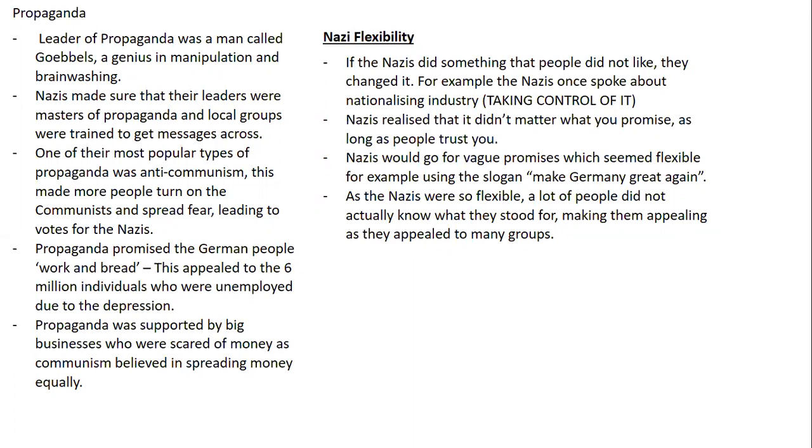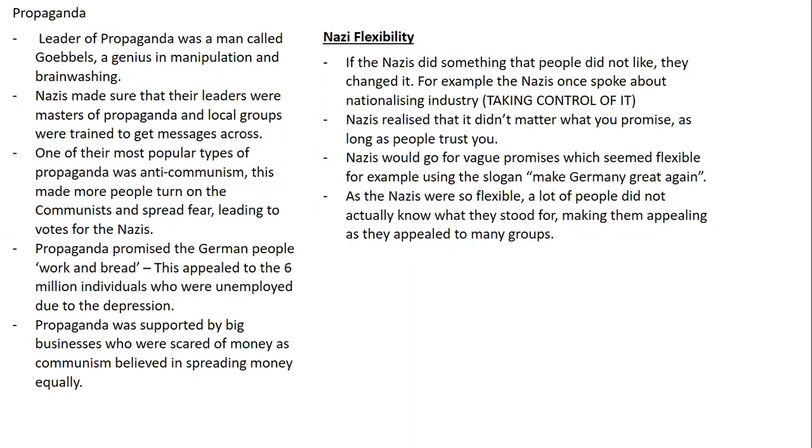On top of this, that links massively, the propaganda promised the German people work and bread. It really appealed to the 6 million people who were unemployed in Germany due to the Depression. And also the anti-communist message really appealed to the people who owned big businesses, because they were scared of money being shared, as communism believed in spreading money equally and that wealth should not be a thing that dictates society.